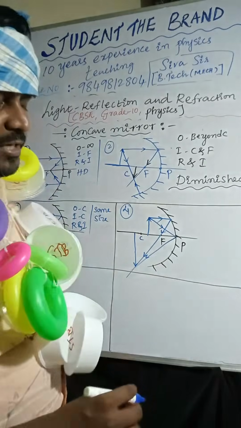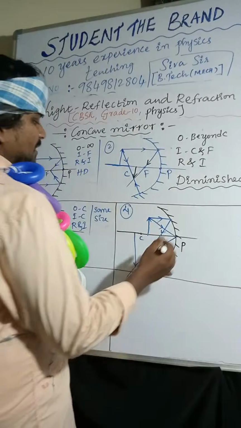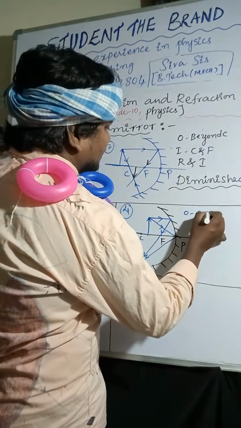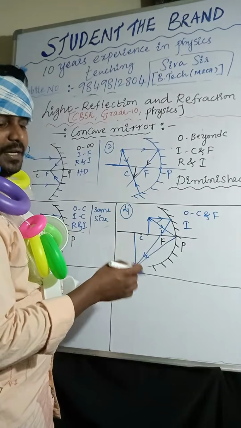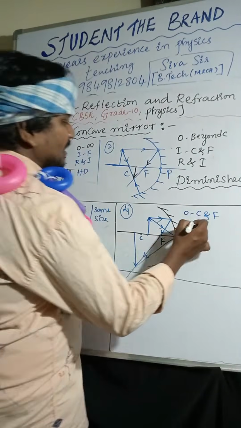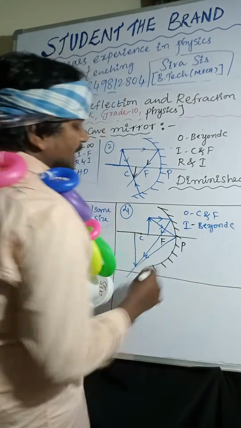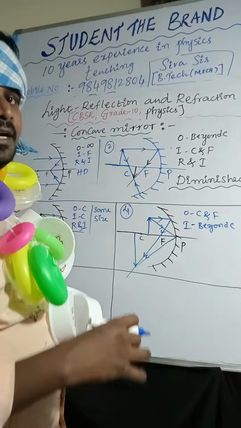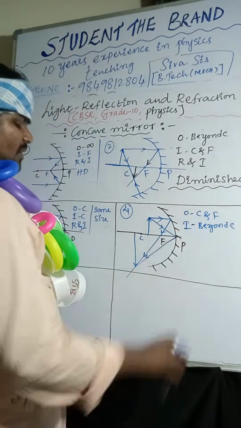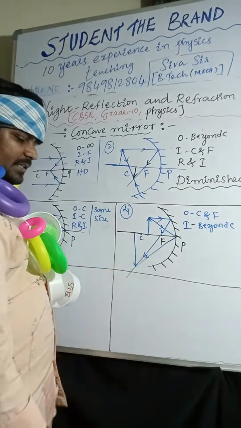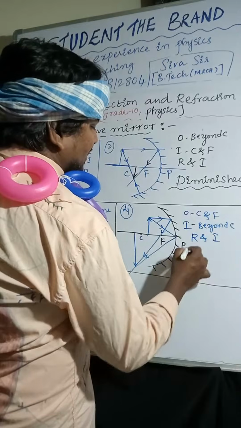Object is placed between C and F. Image will form beyond the center of curvature. Beyond C, the nature of the image is real and inverted, and the size of the image is enlarged.